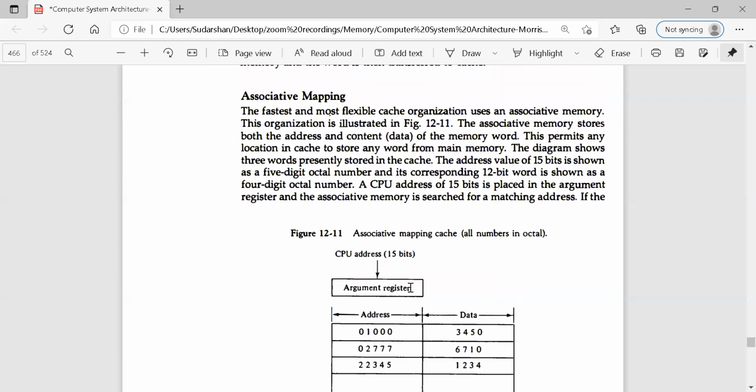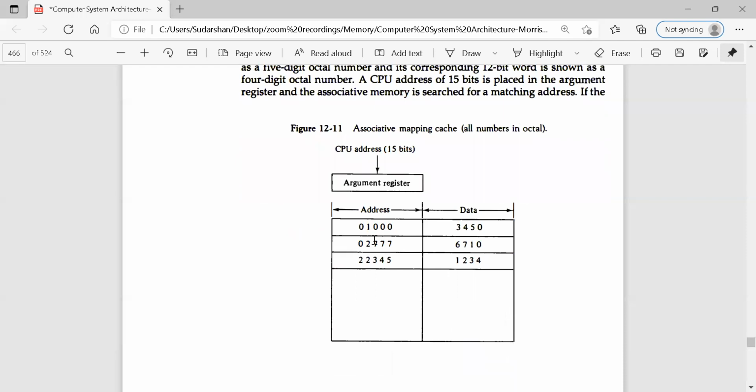And this is the basic principle behind associative mapping. You know pretty well what associative is. It is also called content addressable memory. We are going to access the content. What is the argument register containing? The memory address. Therefore, we are going to simultaneously compare with all the location contents, using associative memory. For example, you have the address as 01000. You can call this an octal number. Why? Because instead of writing 15 bits in binary, I can write it equivalently in 5 octal digits. Each octal digit is equivalent to 3 binary digits. If there are 15 bits, 15 by 3, it is equivalent to 5 octal digits.